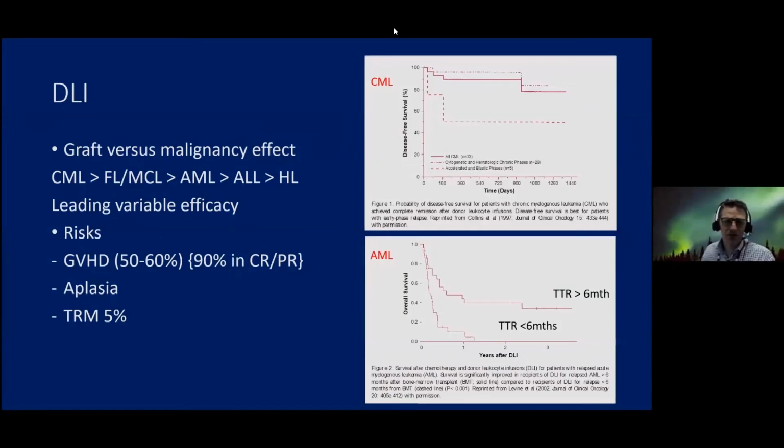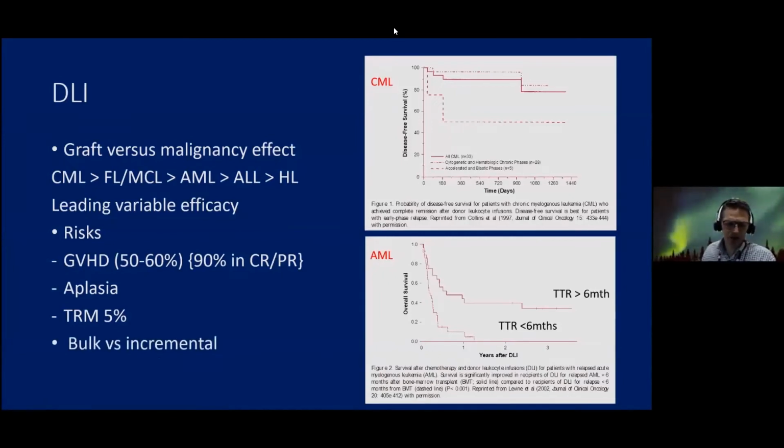Aplasia is an issue, and using GCSF mobilized donor stem cells with donor lymphocytes is a way of minimizing and shortening the duration of bone marrow aplasia, particularly post-chemotherapy. And we can anticipate a treatment-related mortality of 5%.